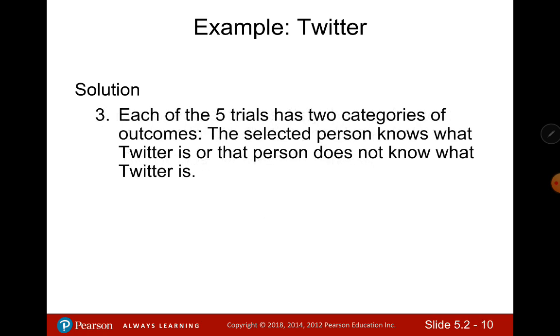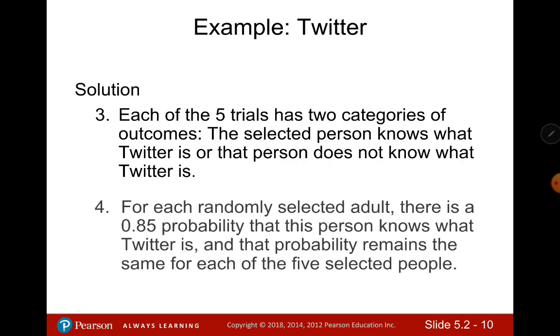Let's check the third one. All the outcomes can only be sorted into 2 classes. If I ask whether you know Twitter or not, I will only get 2 kinds of results. The first result is yes, and the other one is no. So we only have 2 possible results, yes or no, or success or failure, right? So the third requirement is also satisfied.